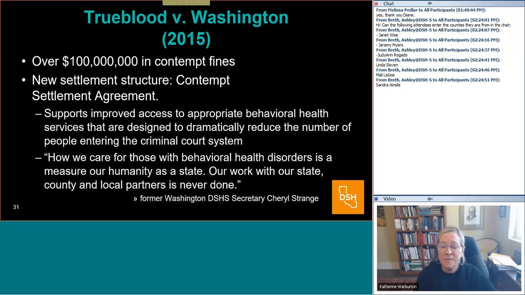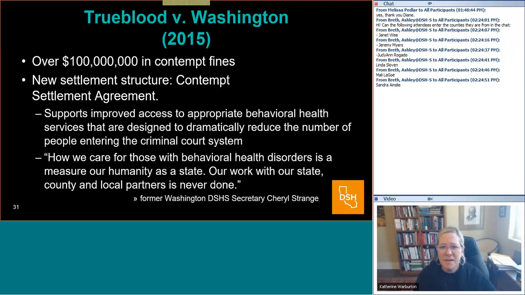So what happened in Washington? Well, they just couldn't do it. They could not keep up with that almost doubling in IST commitments and meet those federally mandated timelines. So they accrued over $100 million in contempt fines. It just can't be done. So now they have a different settlement agreement after that experience.